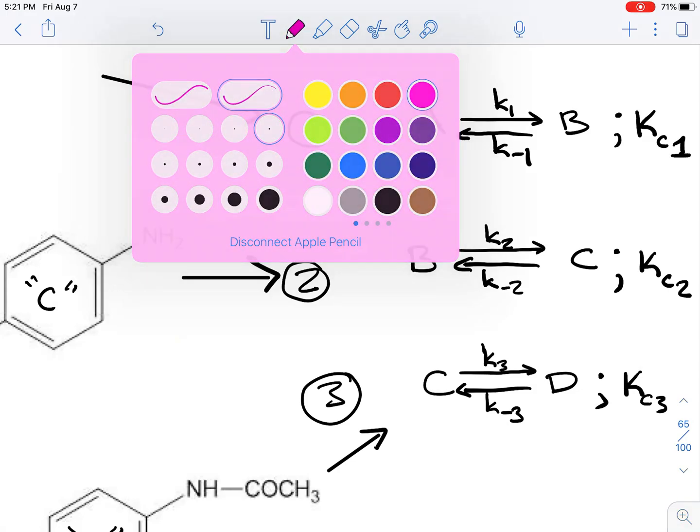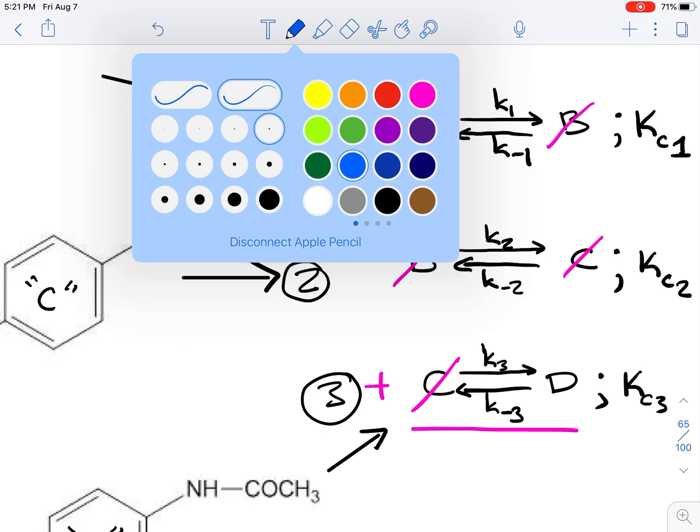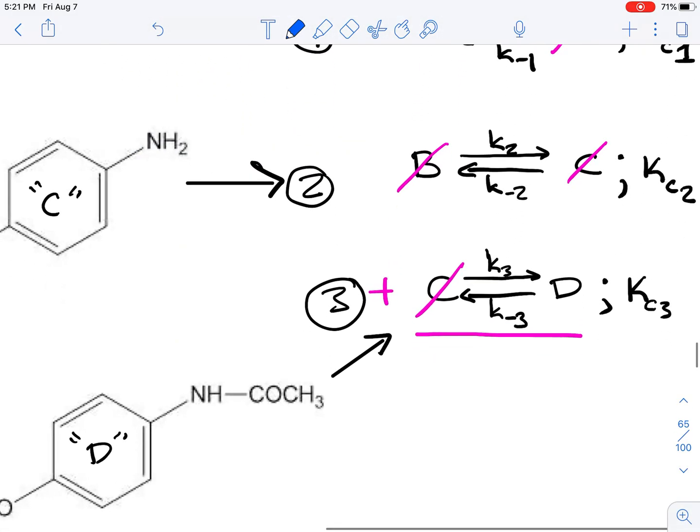The sum of all 3 of these steps to produce acetaminophen allows substance B and substance C to be canceled. Thus, this leaves us with substance A, which is our phenol, in equilibrium with a production of substance D, which is going to be acetaminophen.